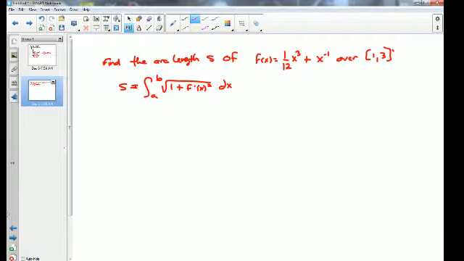Okay, so we need f prime of x, correct? All right, what is f prime of x?